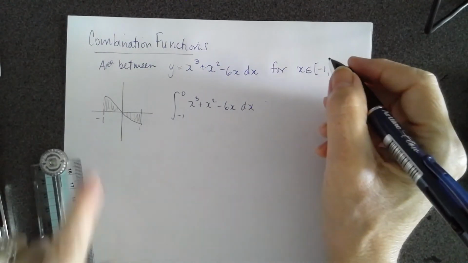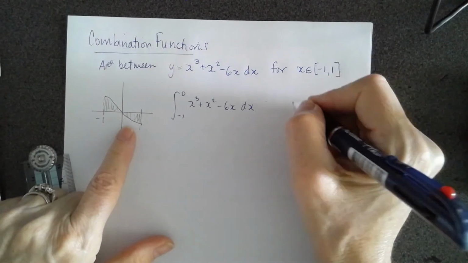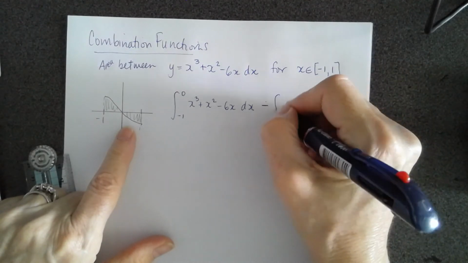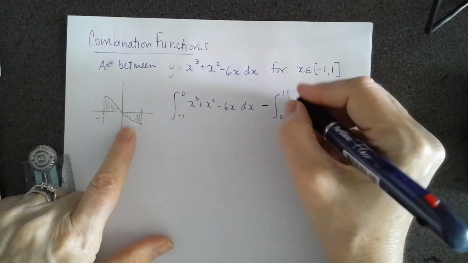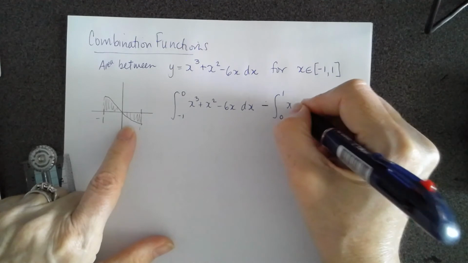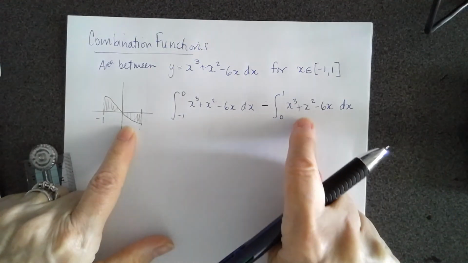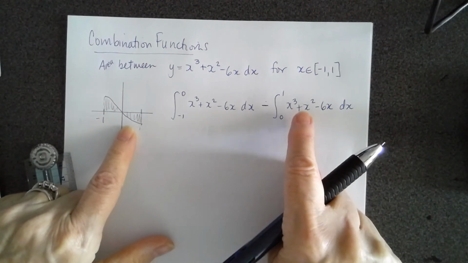And then, what about this one? I'm going to go like this. Minus, that's what I would do. Why am I putting minus if I want to add the two areas together? Okay, it's going to be negative. So if that's going to be negative, I'll subtract it to make it positive.